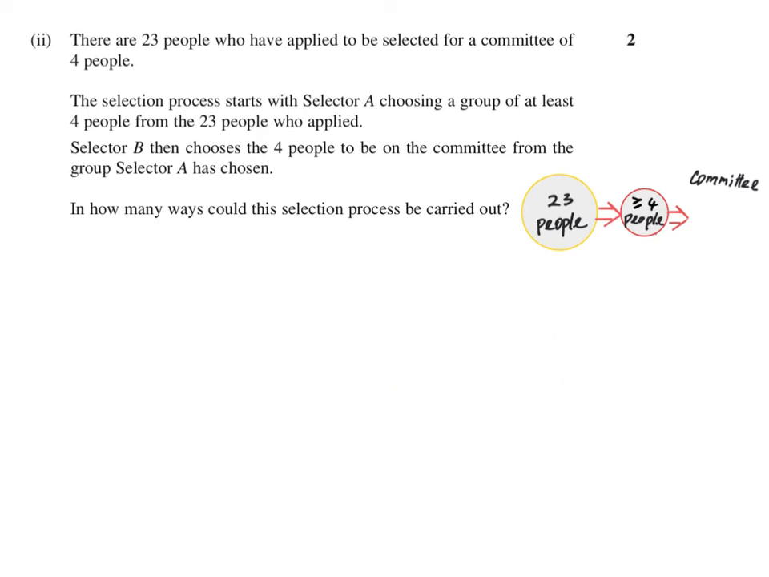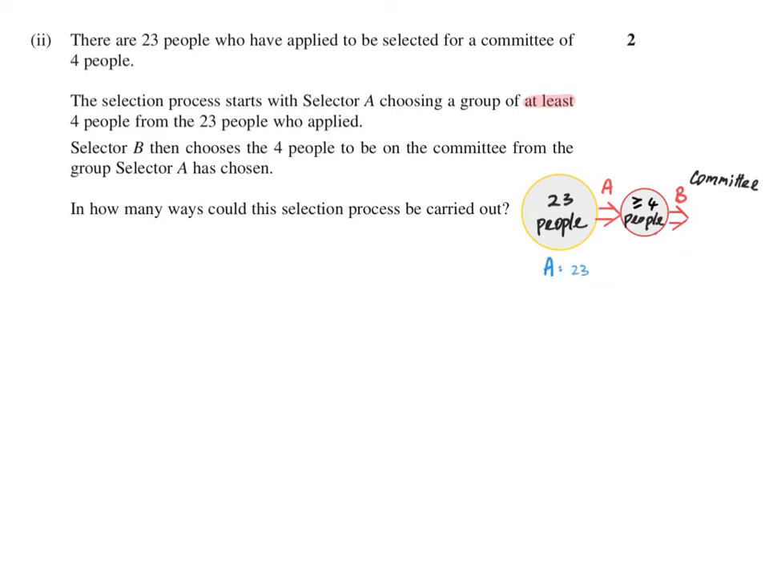Question 2 is about combination. The question tells you that there are 23 people applying for a committee of 4 people. There are 2 selection processes. The first one, they select at least 4 people out of these 23 applicants. And in the second process, they choose 4 people out of the group into the committee.